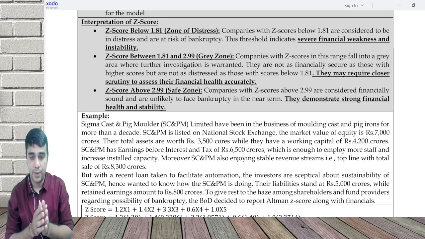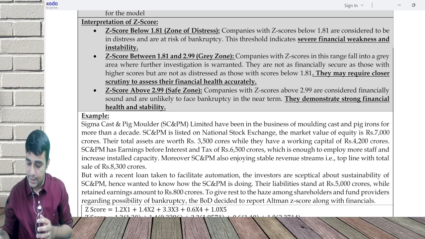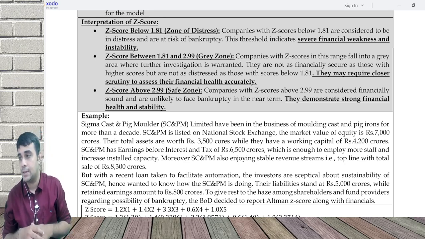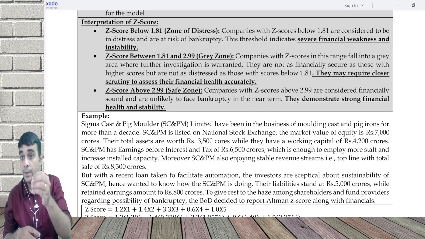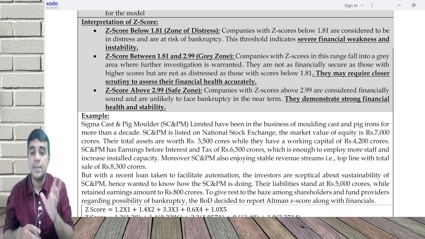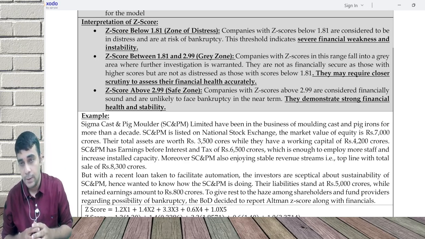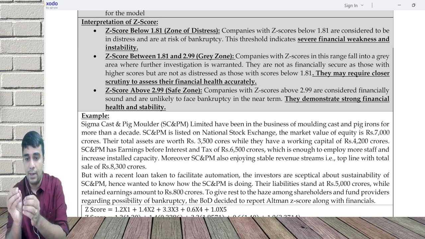I've read the question. It's in the business of molding cast and pig irons for more than a decade. It is listed on NSE, so there is a market value of equity. It's a manufacturing company. The formula will change for a manufacturing company, non-manufacturing company, listed company, private company. Market value of equity is 7,000 crores.